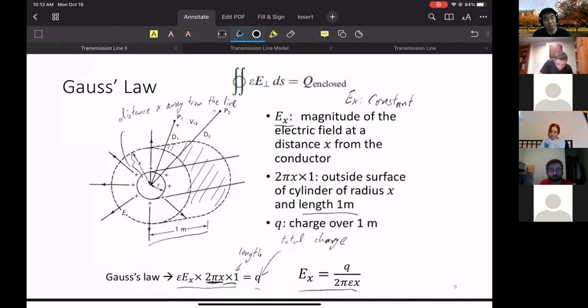Okay, so where does 2 pi come from? This is where 2 pi comes from. The circumference of a circle has 2 pi in it. Epsilon, remember, is a constant, the free space permittivity. Q is the total charge I have. X is the distance, how far away I am from it.